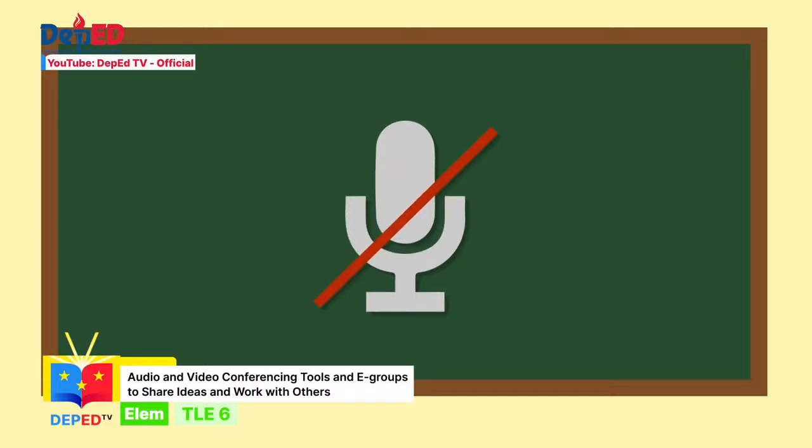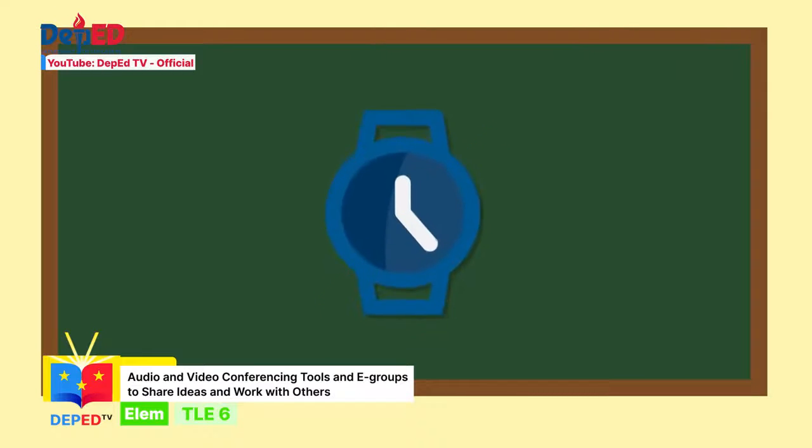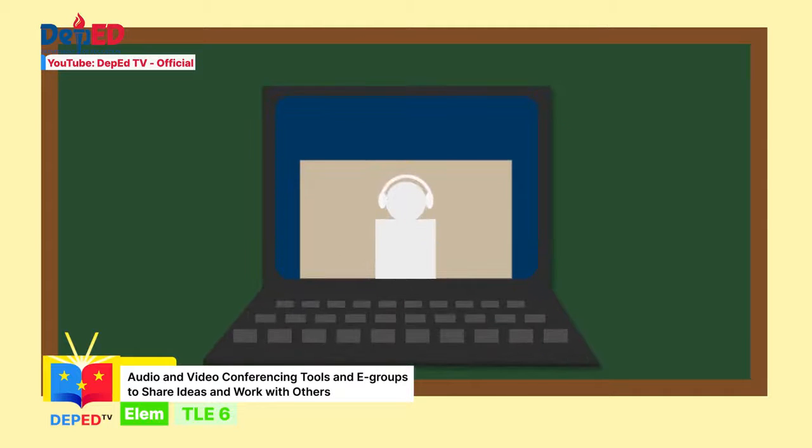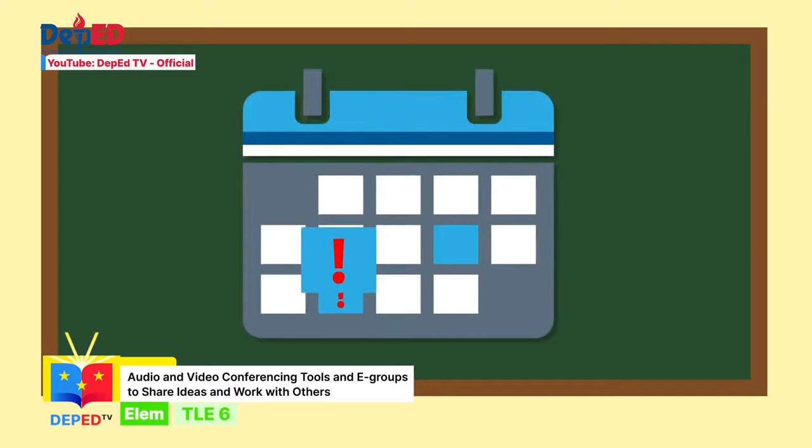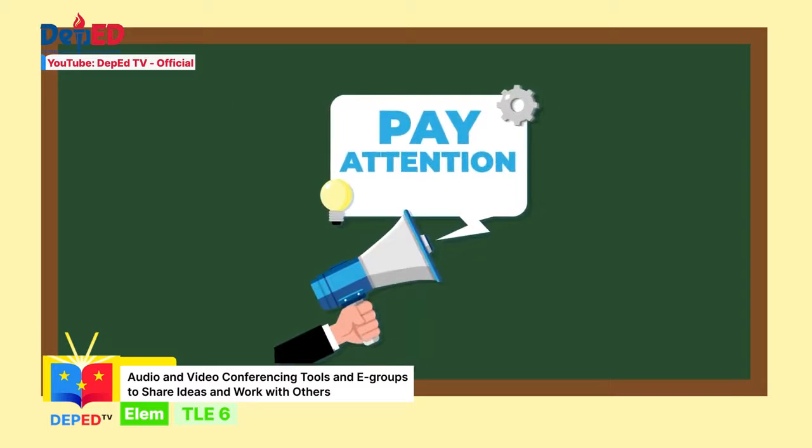Number 1. Mute yourself when not speaking. Number 2. Be on time. Number 3. Ensure technology works correctly. Number 4. Stick to the agenda. Number 5. Pay attention and be active.